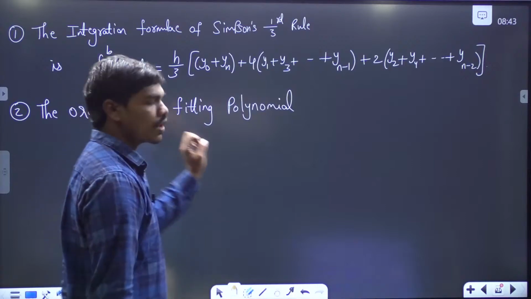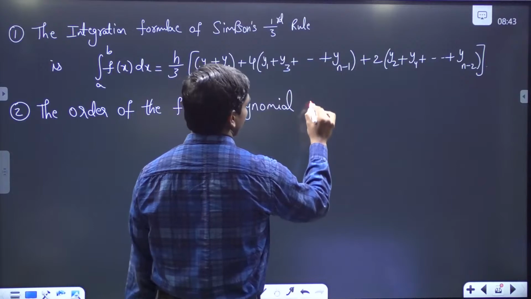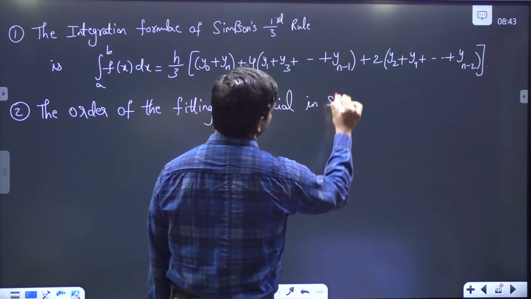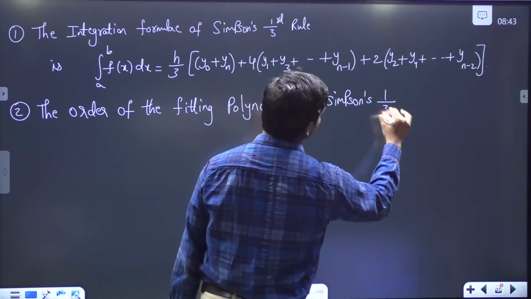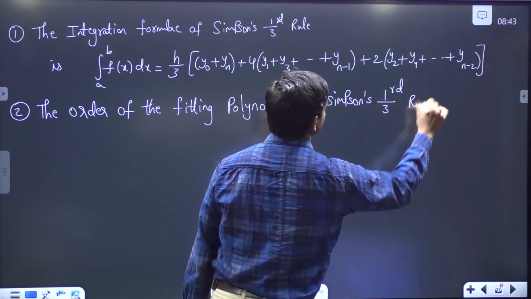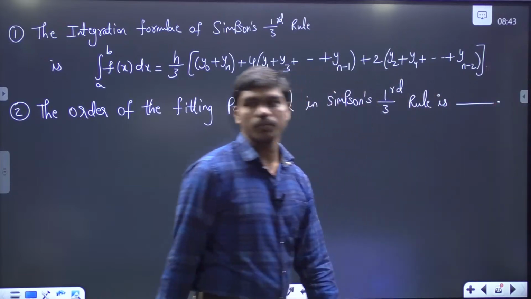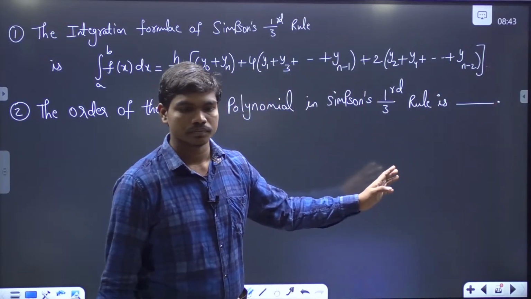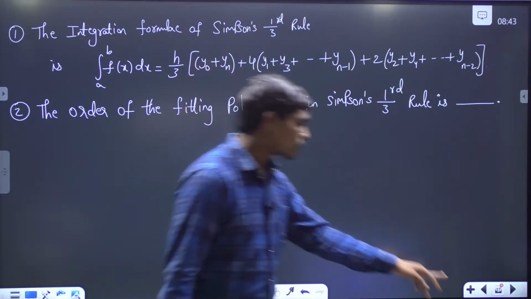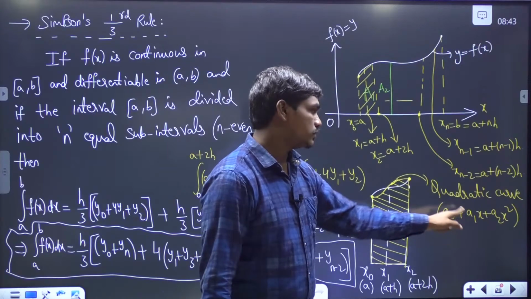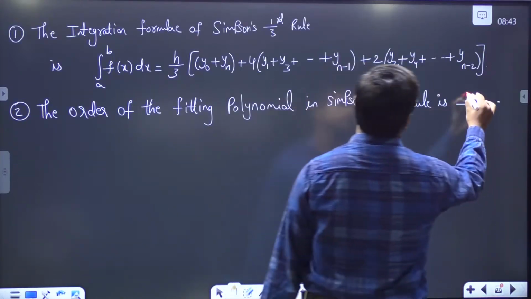So see here, the order of the fitting polynomial in Simpson's 1/3 rule is how much? All of you please respond. With what degree polynomial did we fit here? It's a second degree fitting polynomial, correct? So this is 2.